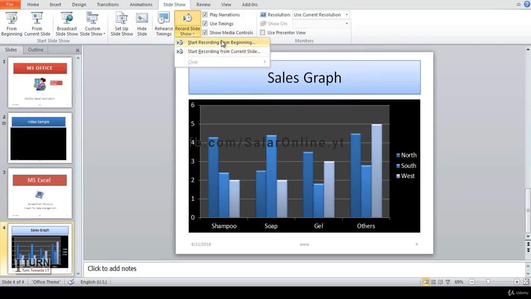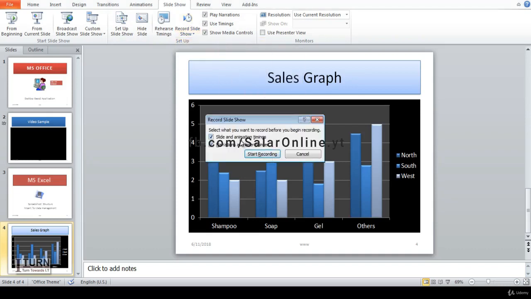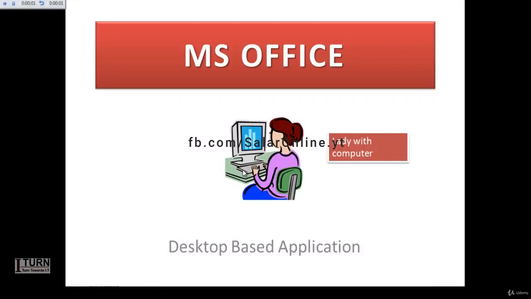If you want to play the narration also with rehearse timing, then you need to click over here, start recording from beginning, and start slide and animation timings. That's what it's going to record, and narration and laser pointer also. So start recording. You can see my voice is also going to get recorded.